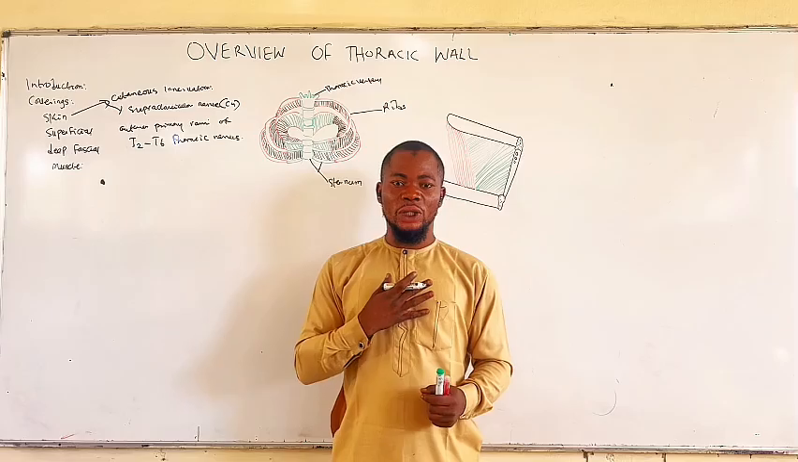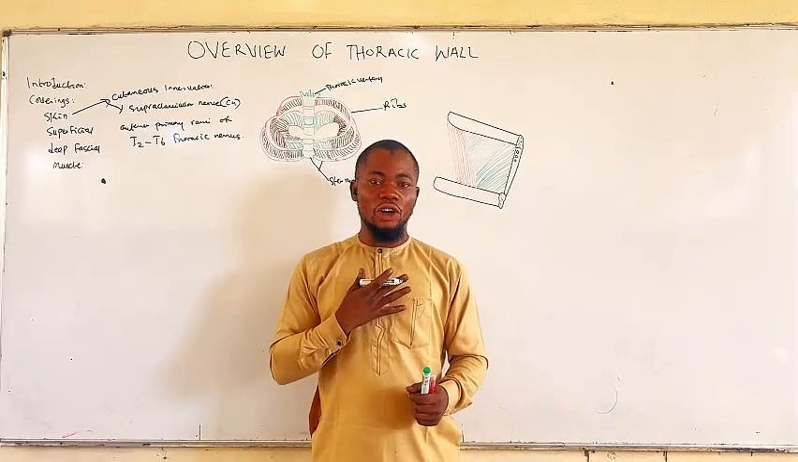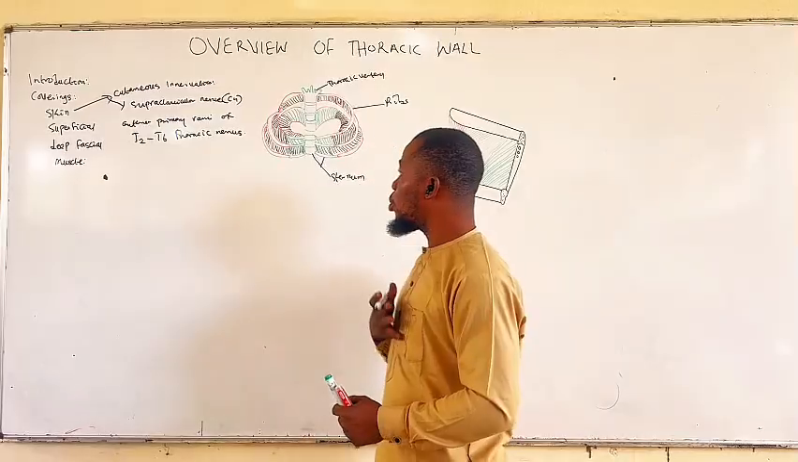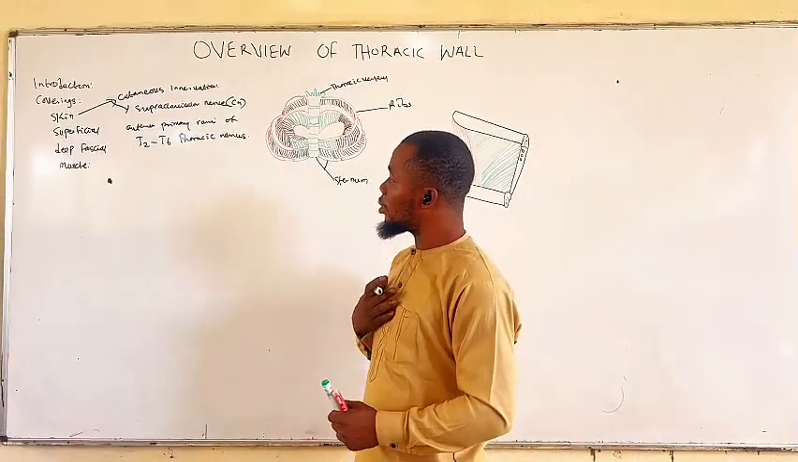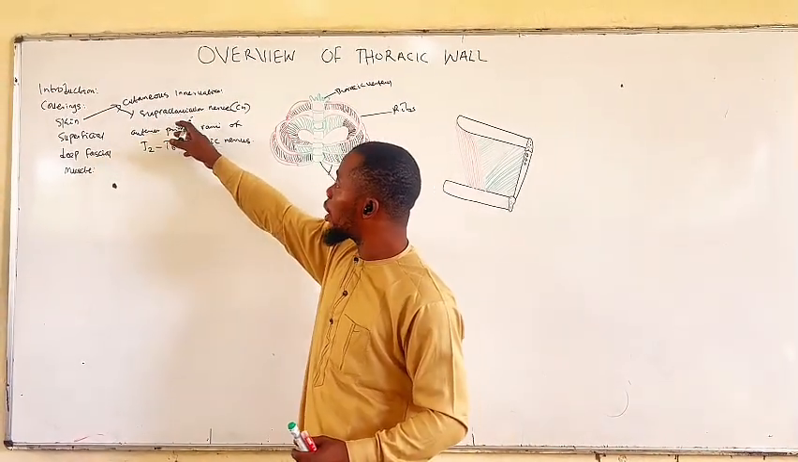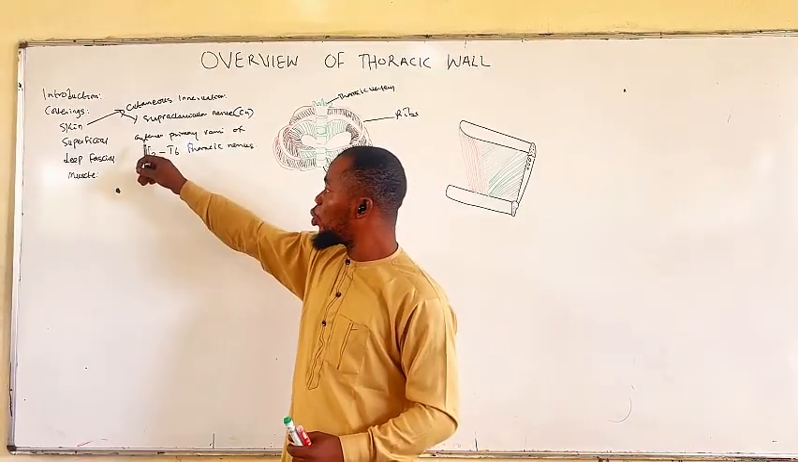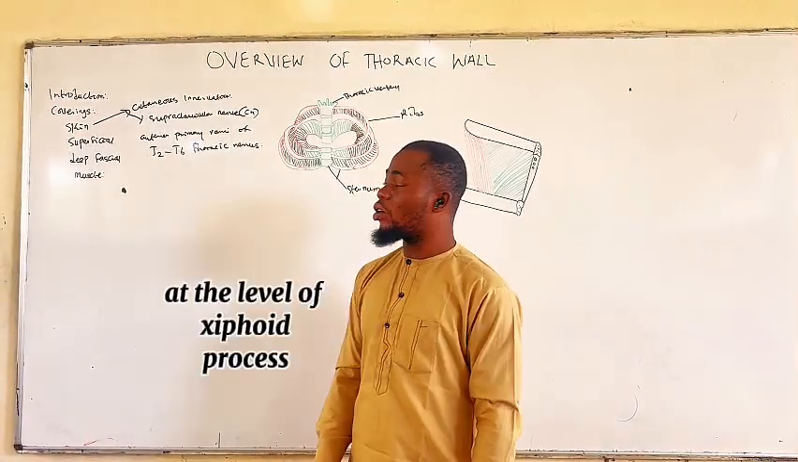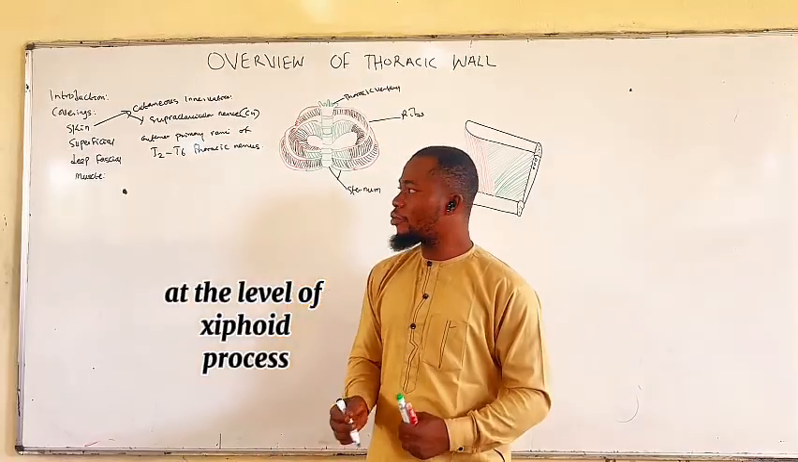We know that the sternal angle is located at the second rib and in between T4 and T5. Now, above the sternal angle, the skin of the thorax is supplied by the supraclavicular nerve, whereas below the sternal angle it is supplied by the anterior primary rami of T2 to T6 of the thoracic nerve.